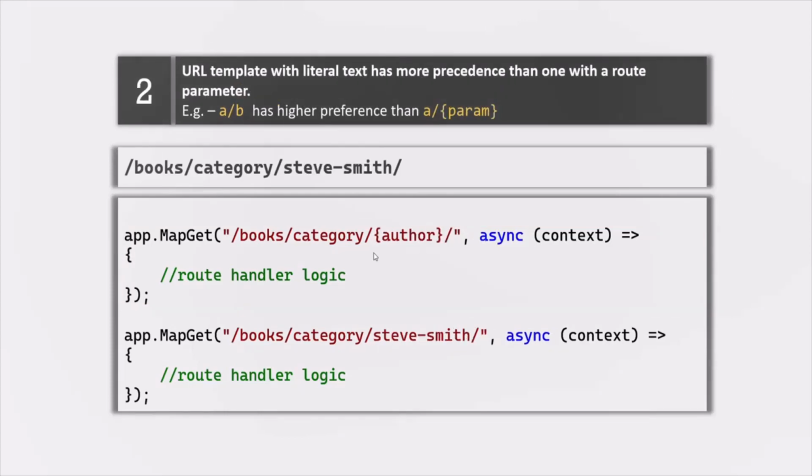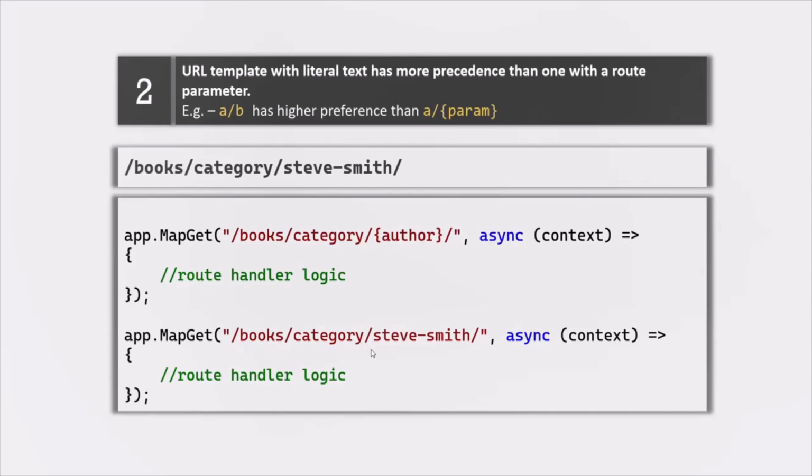The second rule is that a URL template with literal text has more precedence than the one with a route parameter. For example, here we have 2 routes defined. In the first route, we have /book/category and then the author route parameter. In the second route, we have /book/category and an author name, Steve Smith. Here we don't have a route parameter, it is literal text. So when we type /books/category/Steve Smith, both of these route patterns match this URL, right? Because the author route parameter can be assigned the value Steve Smith.